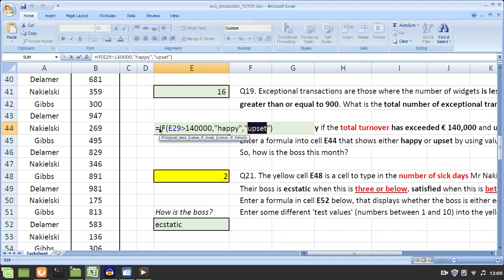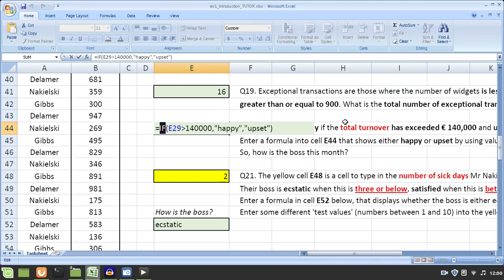Let's have a look at the formula here. In E44, this is the formula. Now this uses an if statement. Now if statements are very common in Excel and there's always three parts. This is an example of a simple if statement. What does that mean? Well, a simple if statement means there are two possible outcomes. I mentioned earlier about being happy or upset, option A or option B, so two possible outcomes. So we type in the word if.